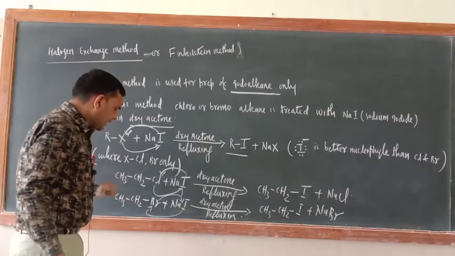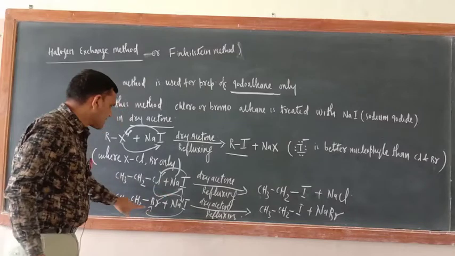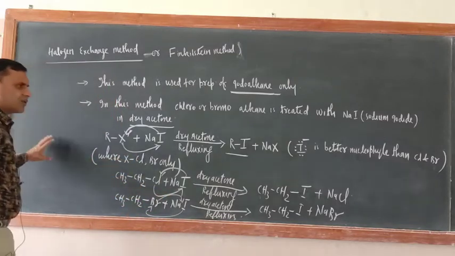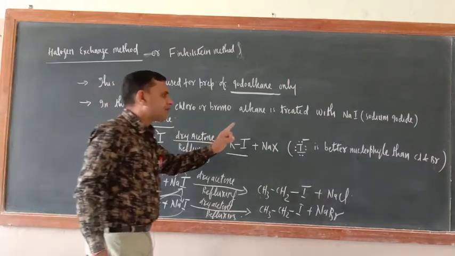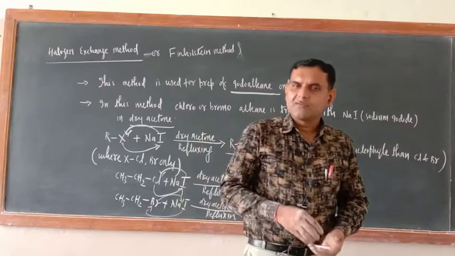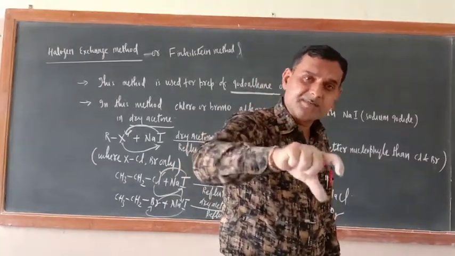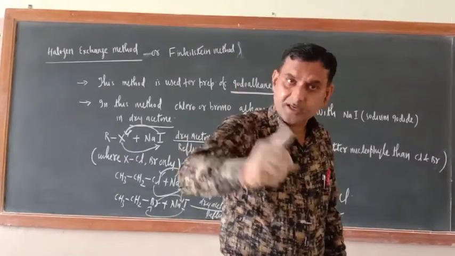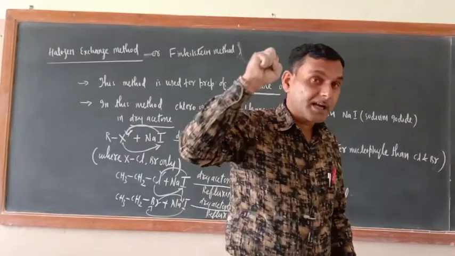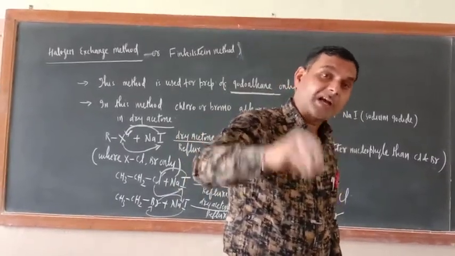Now the question arises here, why does I replace Br and Cl? So try to understand, I is a better nucleophile. What is the meaning of nucleophile? Which is capable of donating a pair of electrons to the receiving center. That is a better nucleophile. And a better electrophile is one which is ready to take or grasp electrons from an electron rich center.